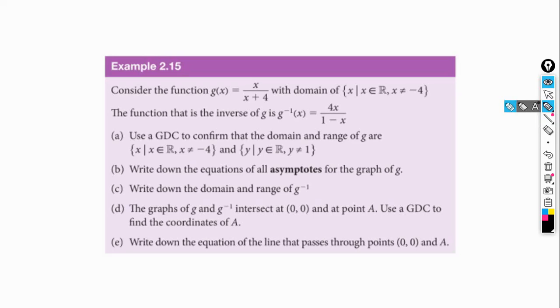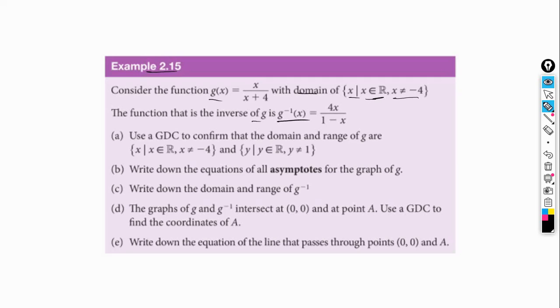Okay, so here we are with example 2.15, and it says, consider the function g of x is equal to x over x plus 4 with the domain such that x belongs to R, but x cannot equal negative 4. So x is any real number except negative 4. That's the domain. The function that is the inverse of g is g to the minus 1.